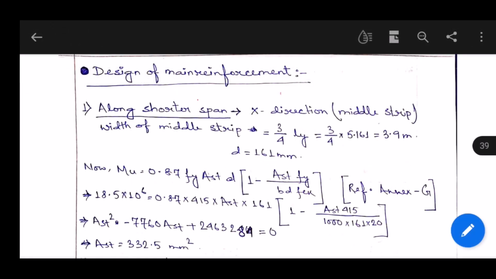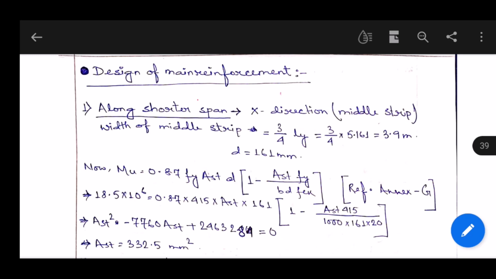Look, here in the calculation of design of main reinforcement, as per the IS code provision which we have read just now, the calculation has been done. So along shorter span, that means X direction, the width of middle strip is equals to 3/4 of Ly, that is equals to 3/4 into 5.161, that is equals to 3.9 meter, and d is 161 mm.